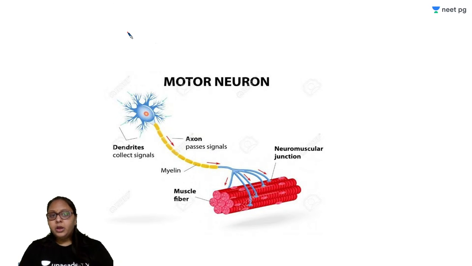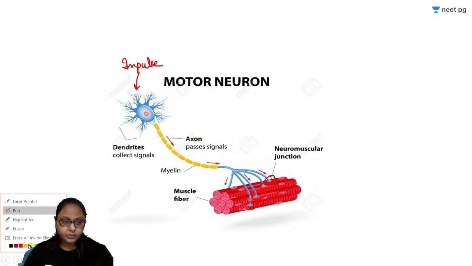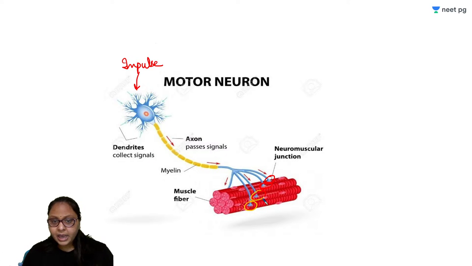Basically, the skeletal muscle relaxants obviously act on the motor neuron, the neuromuscular junction. What happens when the impulse is propagated? It is propagated from the dendrites to the axons, and then it will travel into the synaptic terminals and enter into the synaptic knobs.